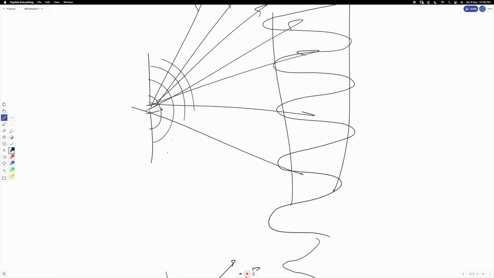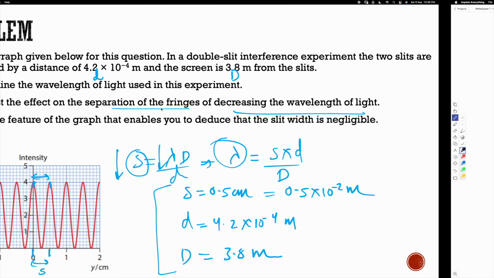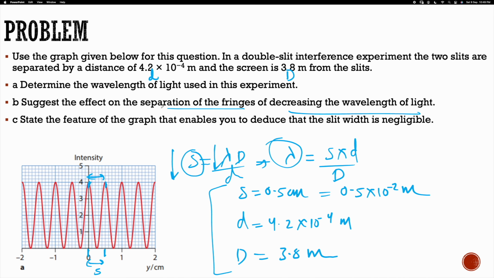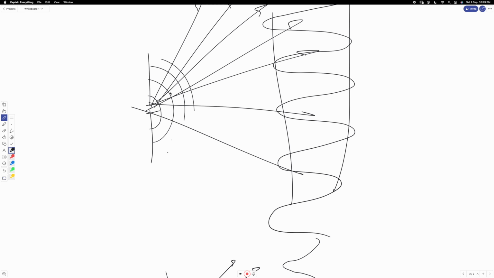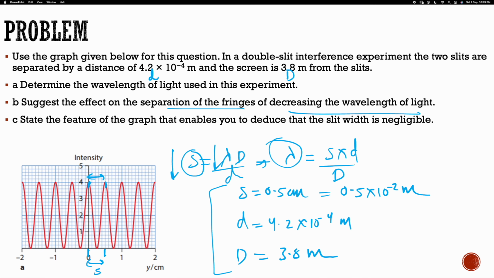We have already discussed this under Huygens and Fresnel principle. If the slit width is negligible, you're going to have a purer diffraction that will allow the wave to go in all directions with equal magnitude, right? Yeah. So that's it about 4.4.